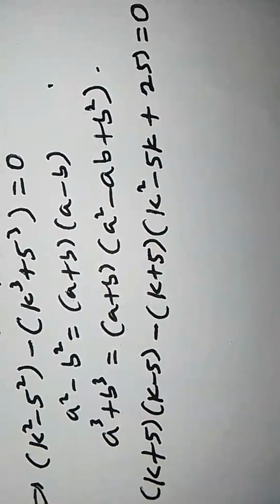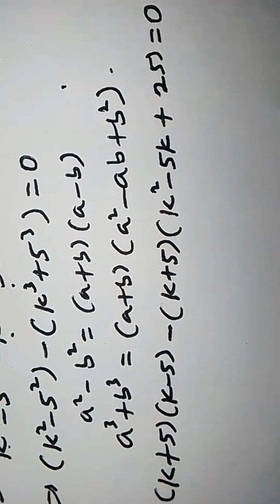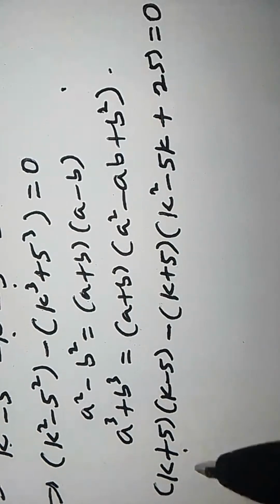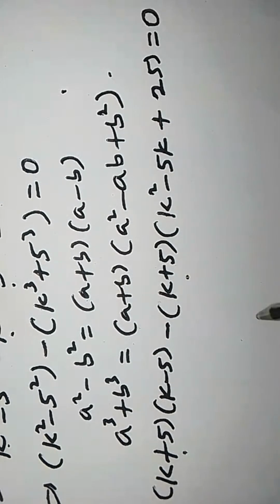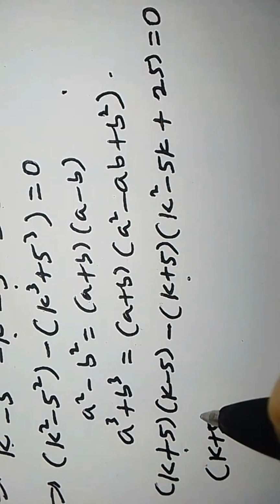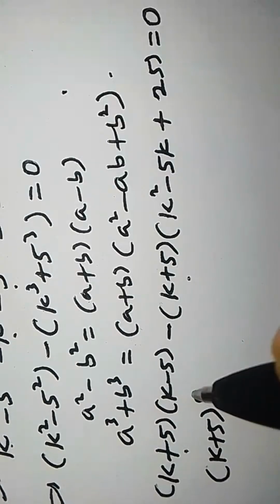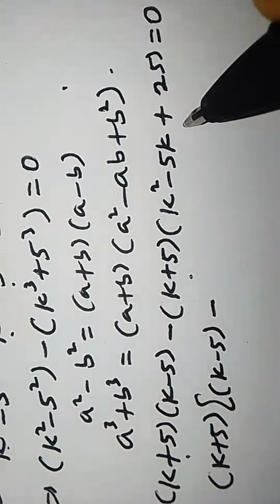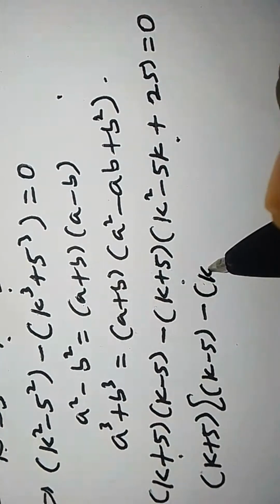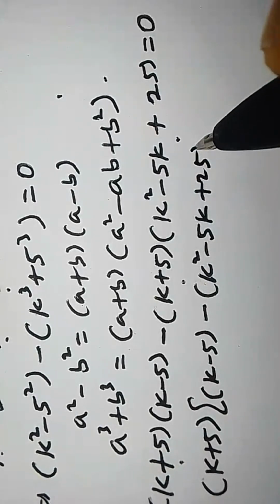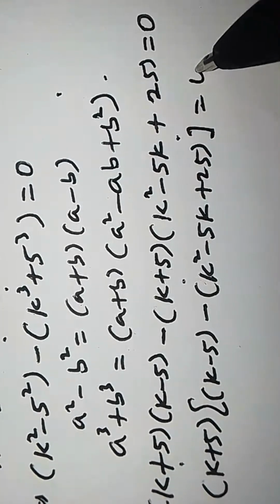What do you notice here? You will notice that K plus 5 is common. I can pull it out. So doing that, I simply have K plus 5 into K minus 5 minus this K squared minus 5K plus 25 equal to 0.